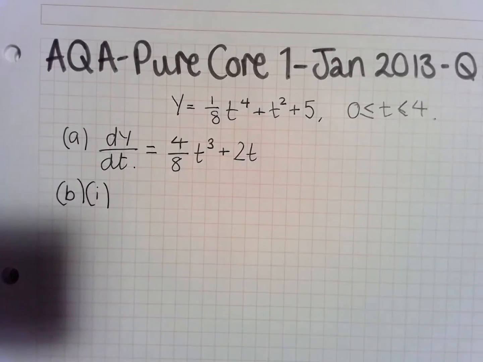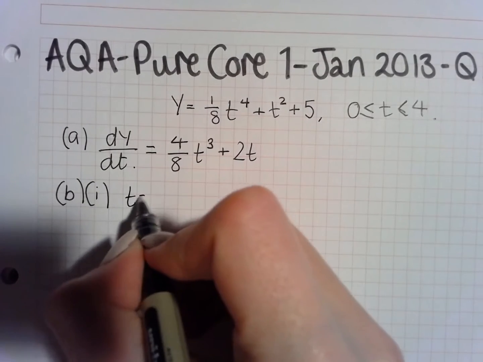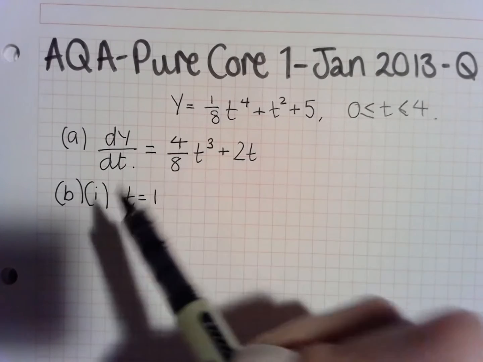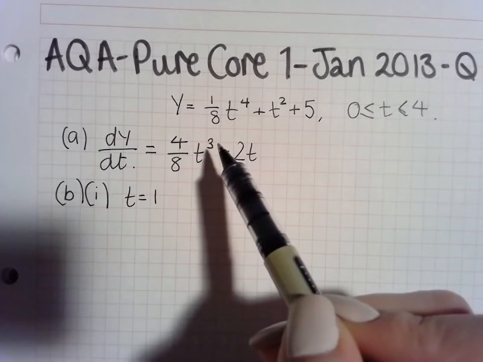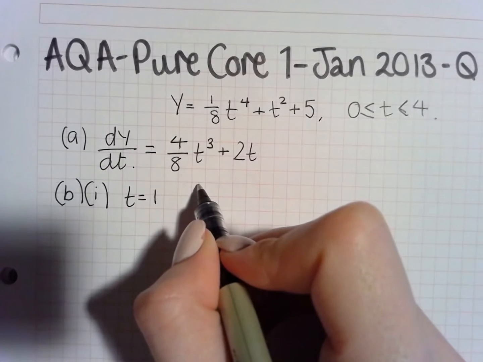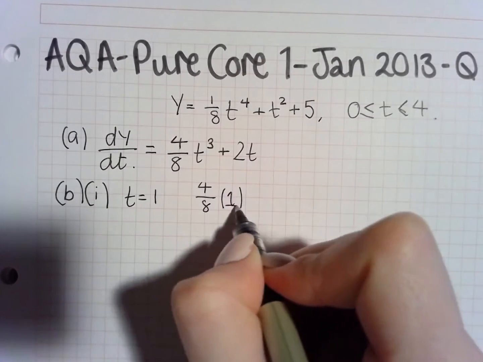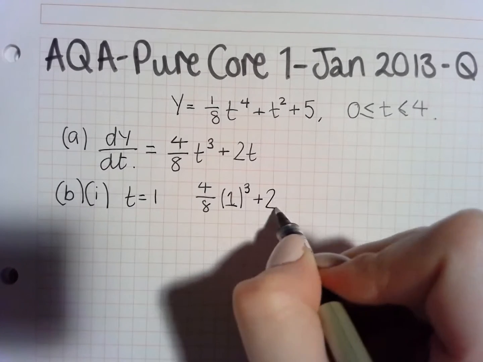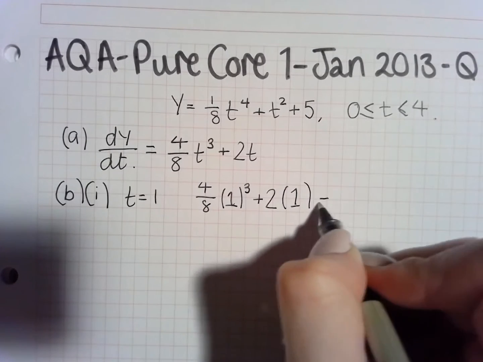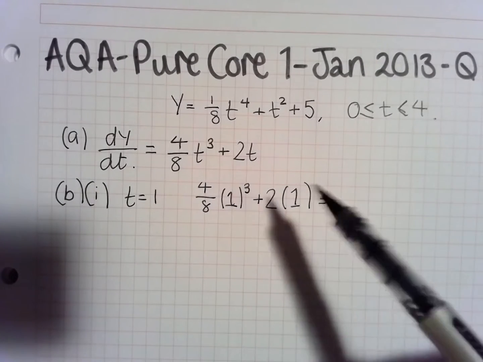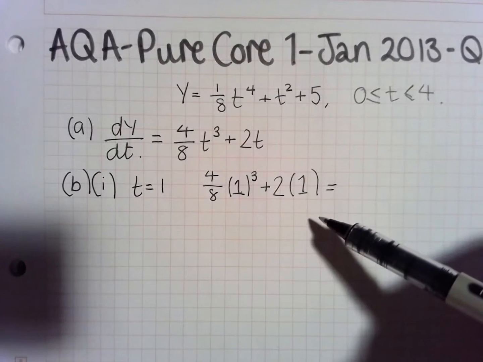And then part B, I. Find the rate of change of height of the bird in meters per second when t equals 1. Rate of change is the same as gradient, which you differentiate to find anyway. So at the point t equals 1, we just plug t equals 1 into this equation. So 4 over 8 times 1 cubed plus 2 times 1 equals, so we have 4 over 8, which is 1 over 2 times 1 plus 2.